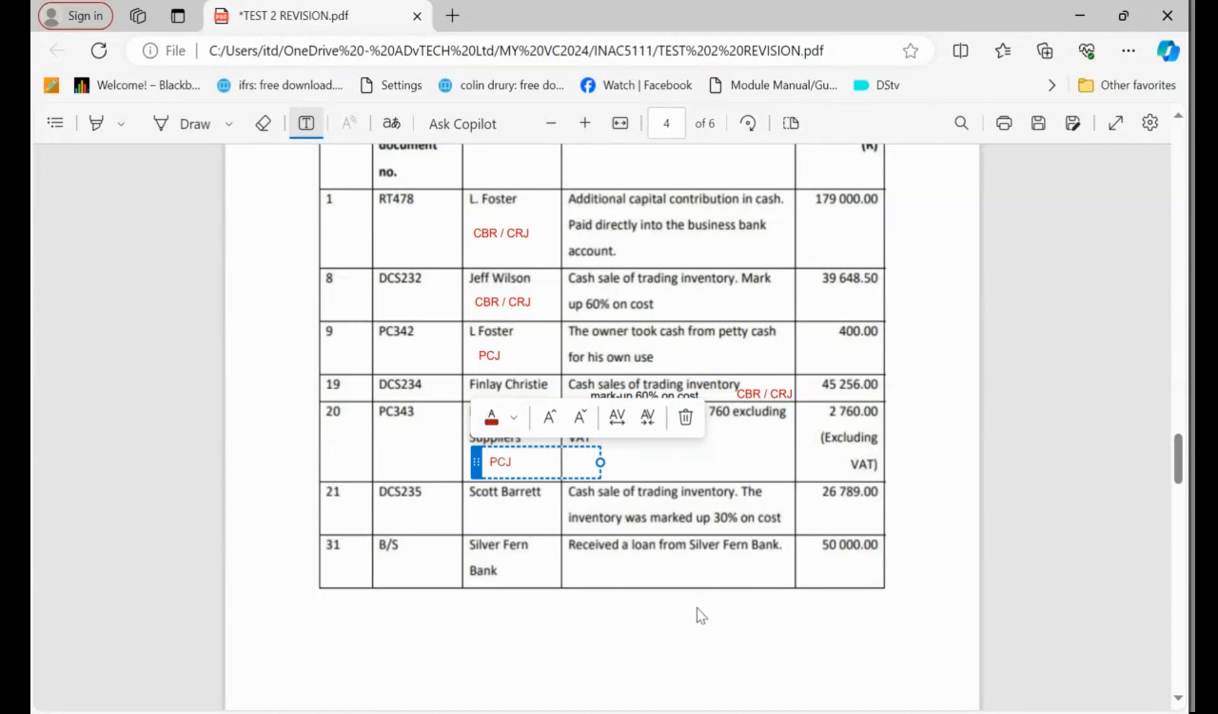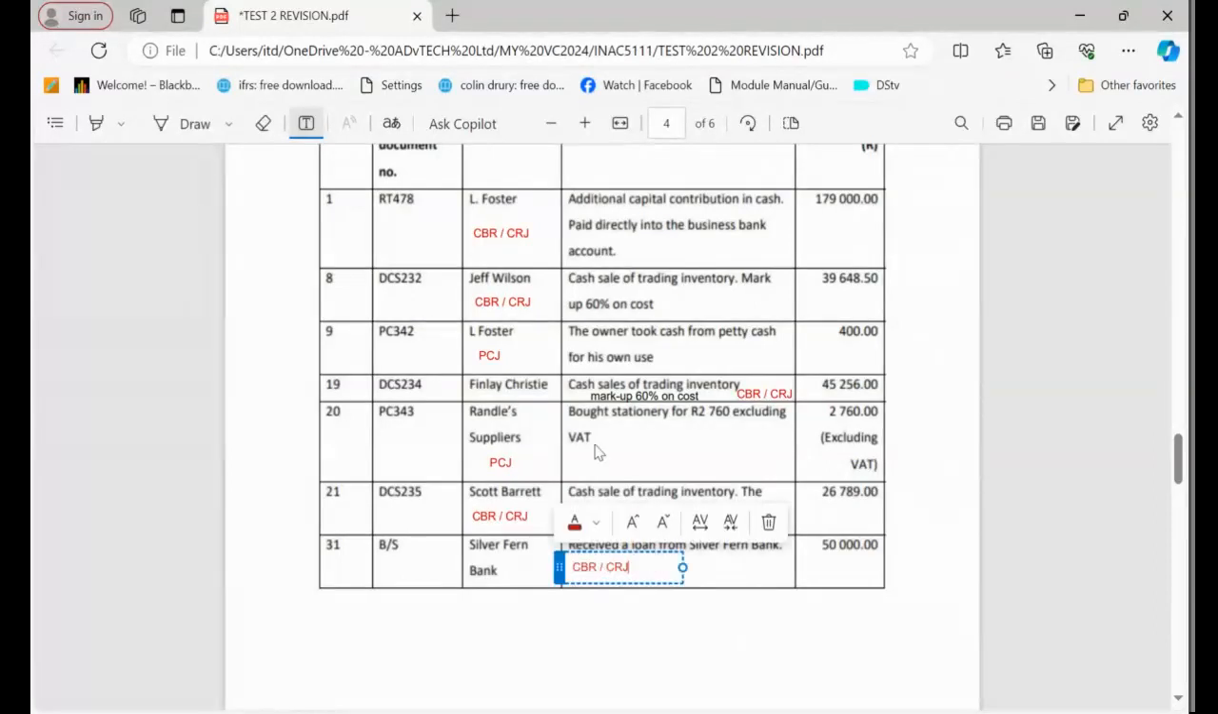On the 21st, cash sales, it means we are selling trading inventory for cash. It means again we're going to receive it. It's going to be in the CBR. On the 31st, we've got the bank statement, which shows a loan that we received. We received cash. It means, again, we are going to record in the CBR.